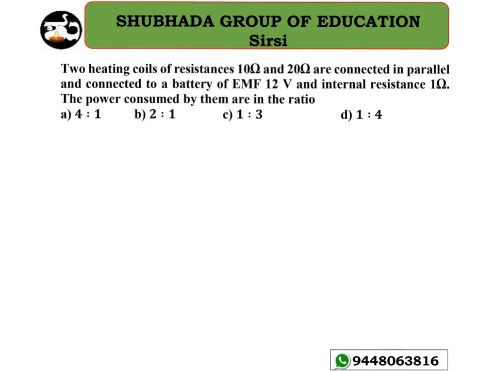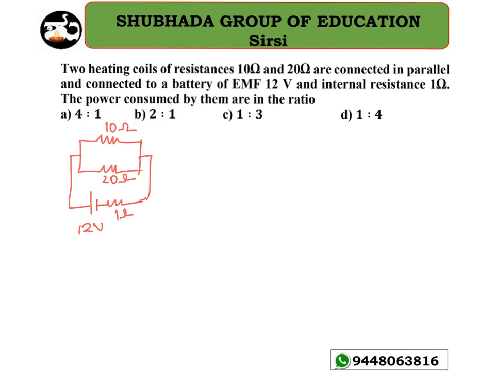First of all, let me draw the diagram for this particular problem. There are two heating coils, in the sense they are resistances, like this. This is 10 ohm and this is 20 ohm, and they are connected in parallel, and here is a battery. This is the battery of 12 volt EMF and 1 ohm internal resistance, correct. You need to find the ratio of the power across the 10 ohm as well as the 20 ohm. Is it true?